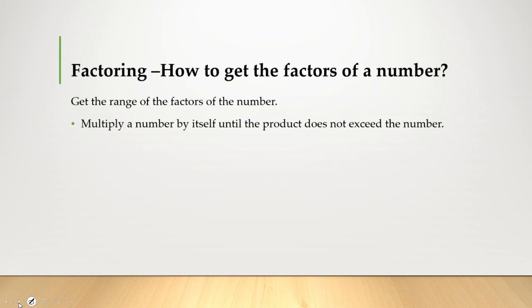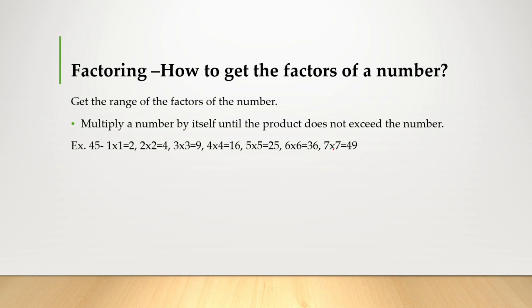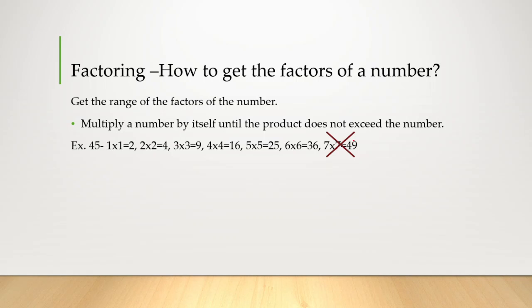So, how to get the factors ng number? So, multiply the number by itself until the product does not exceed the number. So, paano yon? Ito yung isang process kung paano mas madaling makuha yung factors ng number. So, 1 times 1, 2 times 2, multiplying the number by itself. 3 times 3, 4 times 4, 5 times 5, 6 times 6, 7 times 7. Bakit nag-stop tayo sa 7 times 7? Because 49 exceeds 45. Lumampas na tayo sa 45. Kaya, hindi kasama yung 7 times 7.